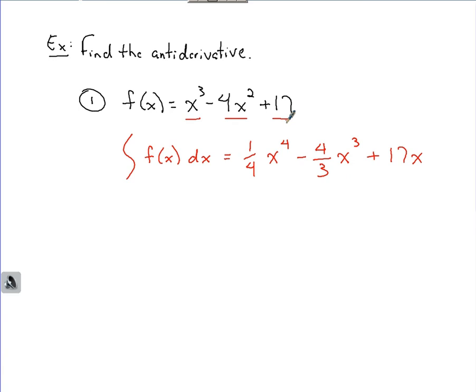So the question becomes, is that it? We got to add a constant, right? To cover ourselves, we got to add a constant. Now we're done.